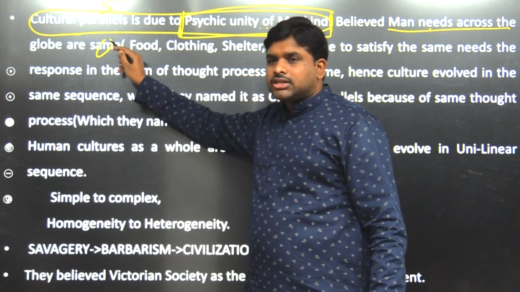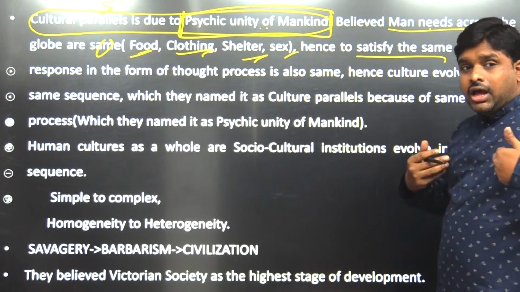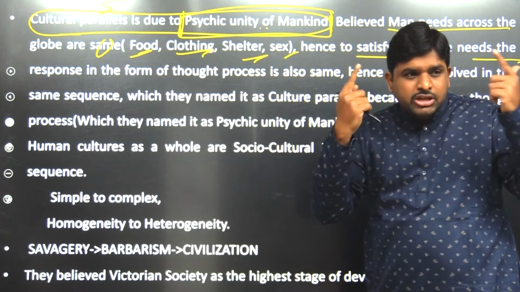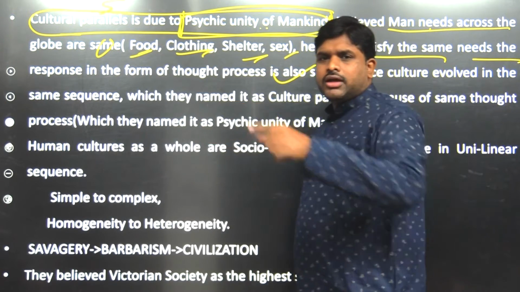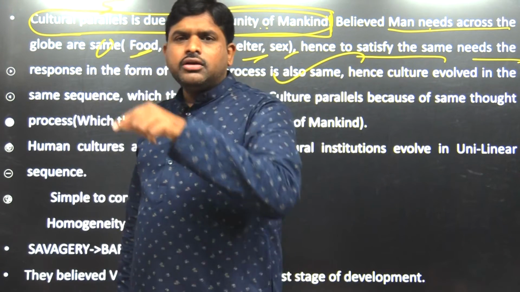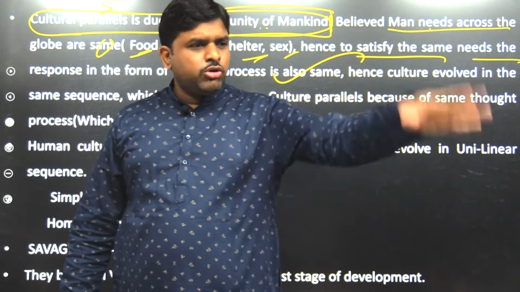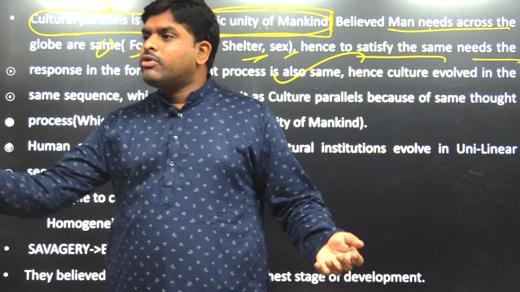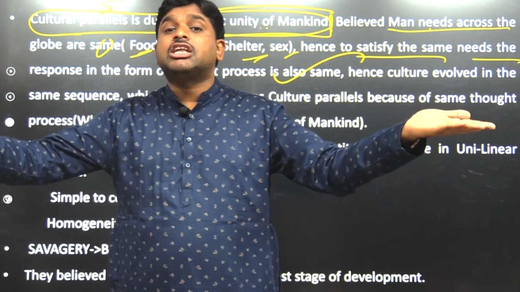What are the needs? Food, clothing, shelter, reproduction. Hence, to satisfy the same needs, the response in the form of thought is also the same. You are in Delhi, another person is in Ashok Nagar, Hyderabad. Your target is to get an all India rank. You are given the books. Will the thought process be the same or not? Psychic unity. Will your evolution and this person's evolution be the same or not? Same. Psychic unity of mankind. Your culture and his culture with respect to books will be the same.